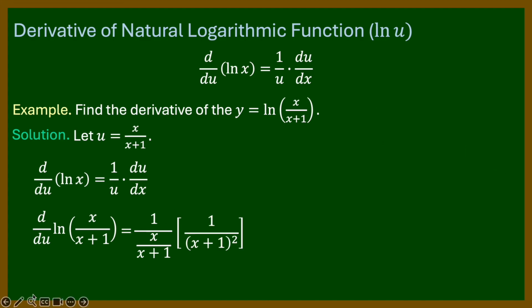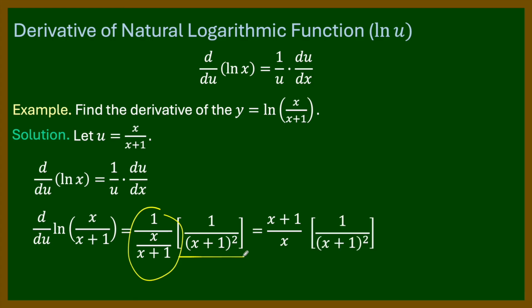And then, under this term, guys, let us simplify this one. So, we just reciprocate. x plus 1 will transfer under the numerator while x will remain under the denominator. So, in that case, we have x plus 1 over x. And then, copy the second term.